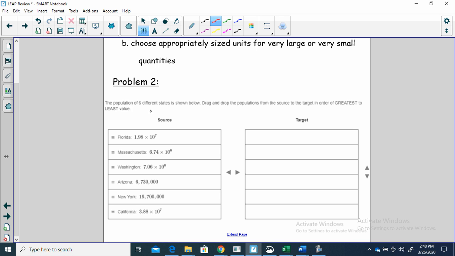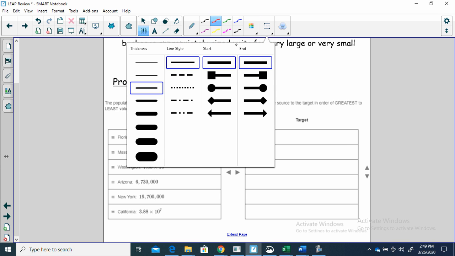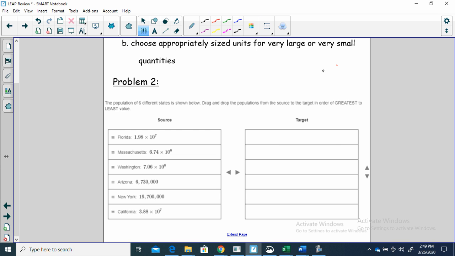If we look at this, it says the population of 6 different states is shown below. Drag and drop the populations from the source to the target in order from greatest to least. So we want these in order from greatest to least. In other words, we need to be able to compare these from the biggest to the smallest.